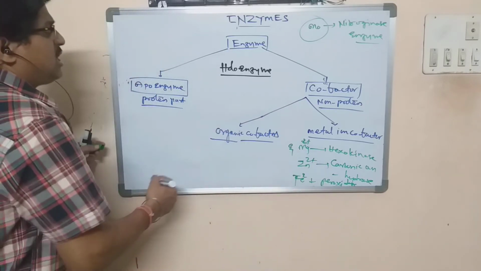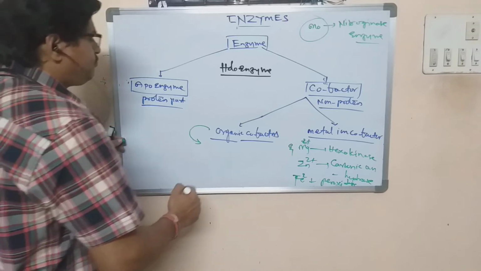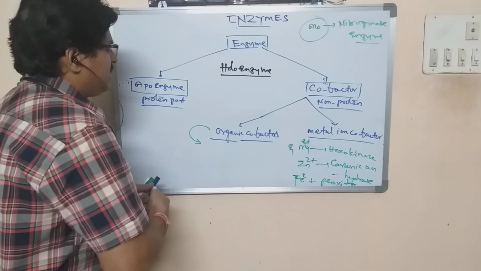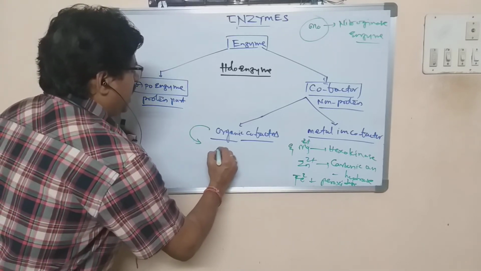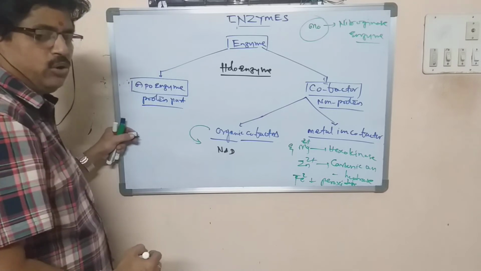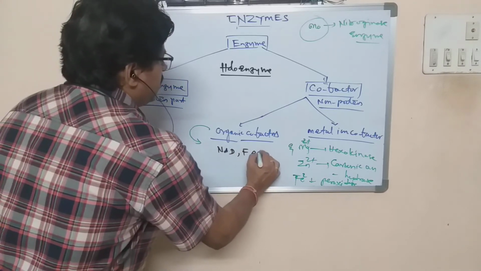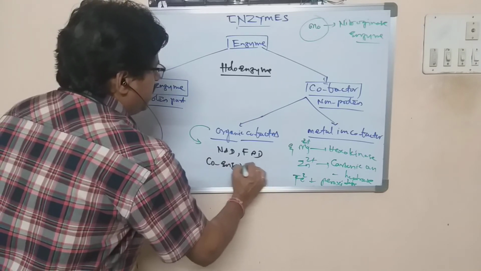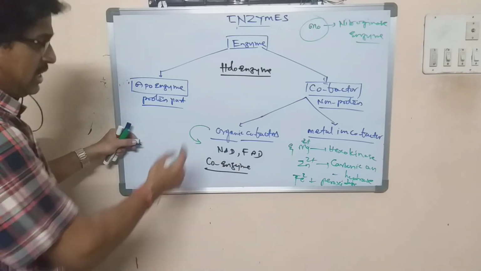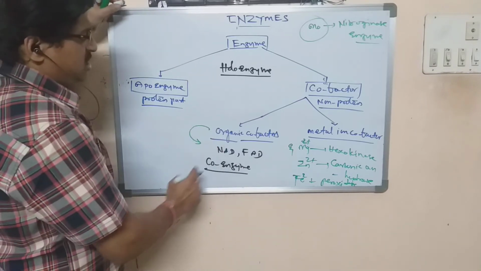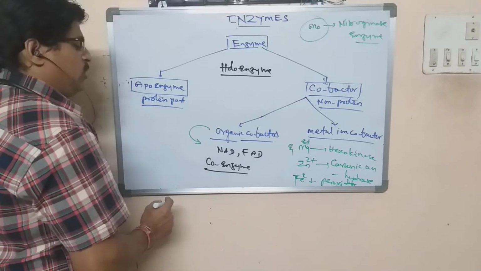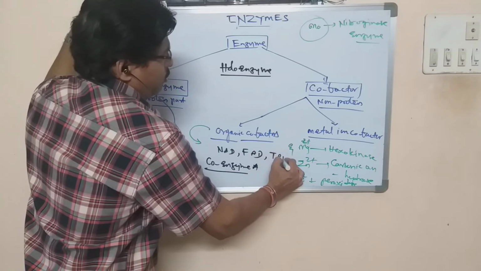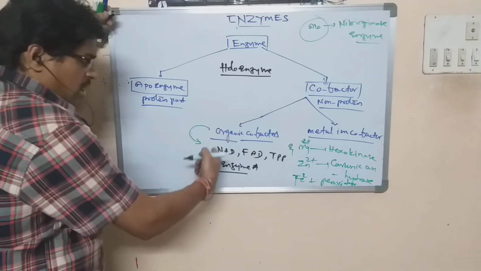So organic cofactors are there. Organic means a carbon component is there in these cases. Examples you can see are NAD, nicotinamide adenine dinucleotide, as well as FAD, and coenzyme A. Coenzyme A, you know very well, in the glycolysis process, at the end of glycolysis, pyruvic acid reacts with coenzyme A and forms acetyl coenzyme A. Not only this, thiamine pyrophosphate too. So all these are organic cofactors.